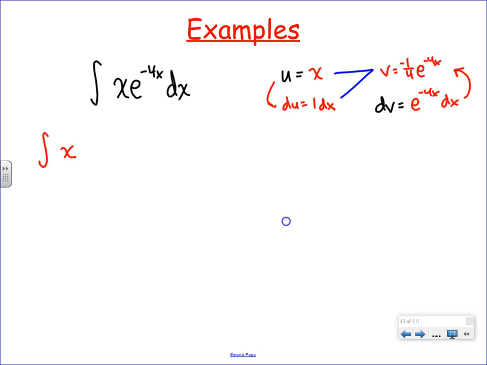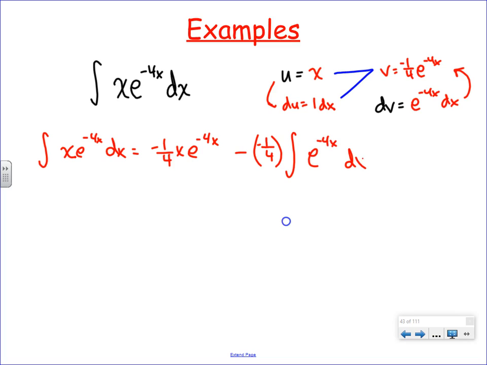Then the integral of x e to the negative 4x dx is equal to, you get minus the negative 1/4, which became a positive. We're not killing any poor seals by messing up our negatives.